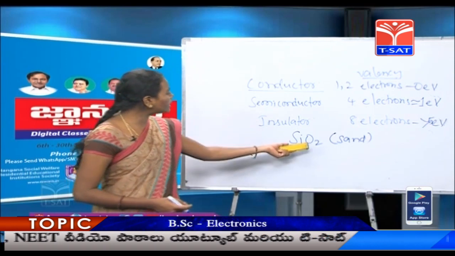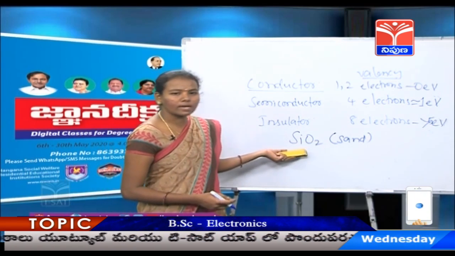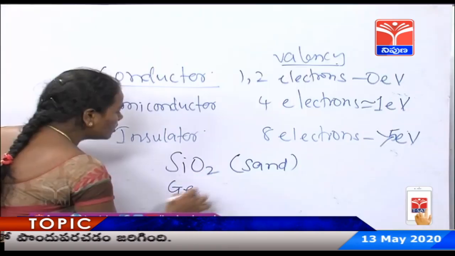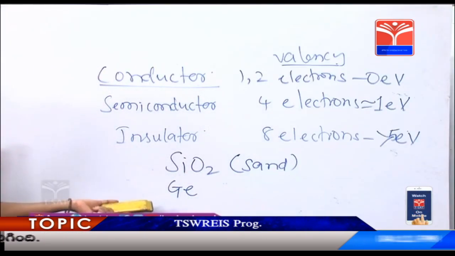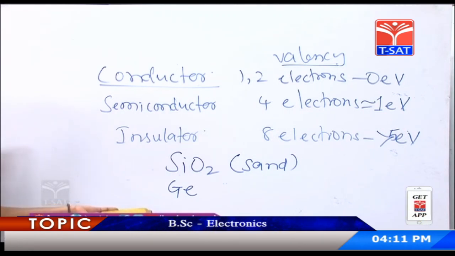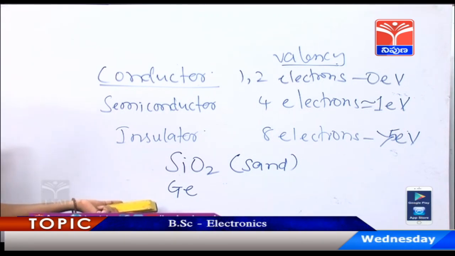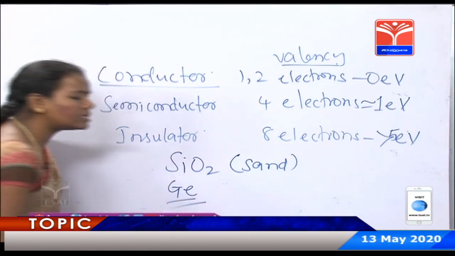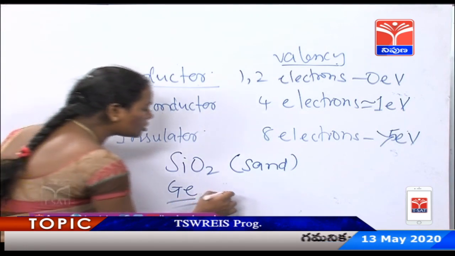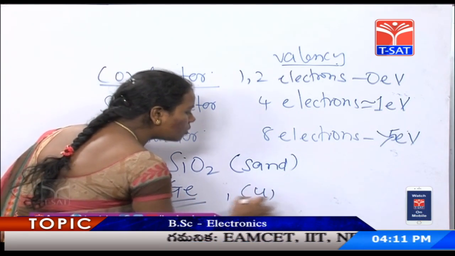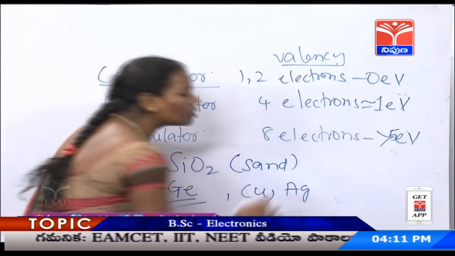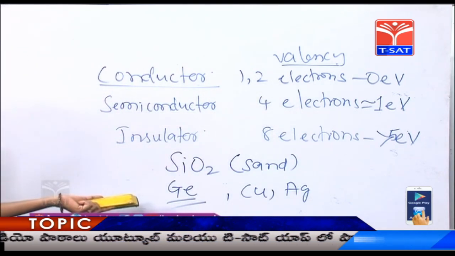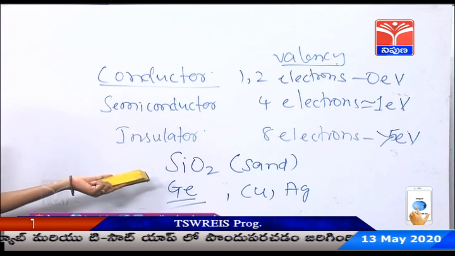So you can extract silicon from silicon dioxide, whereas germanium ores are less available. They are not as available as silicon. If you want to extract germanium, you have to go for some copper ores and silver ores, which is a very hectic process. So silicon is most abundant.